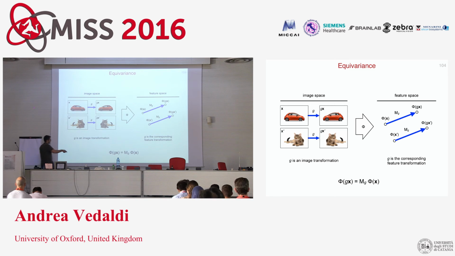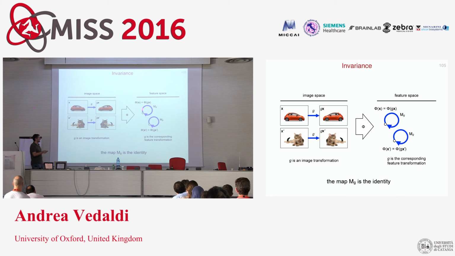So what we want to do is to satisfy this equation. We want to find a map M_g, which is the equivariant map, such that we can move the transformation g applied to the image out of the representation. Okay? Now, what can happen is that this map exists and is easy to find.